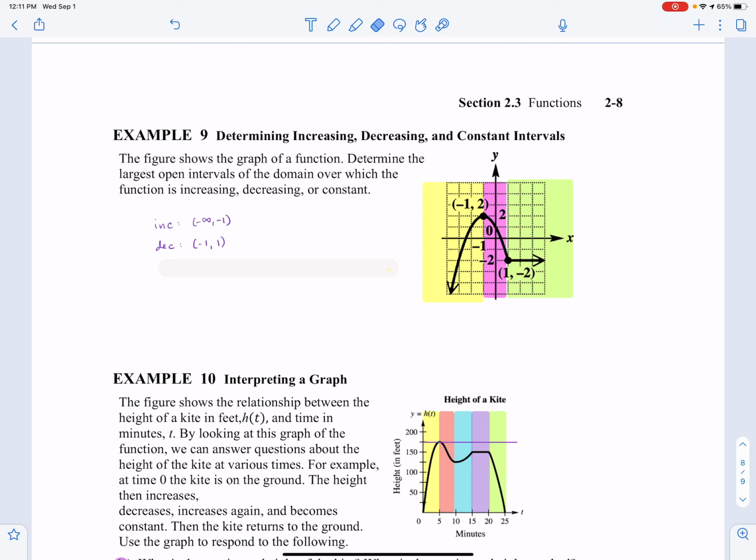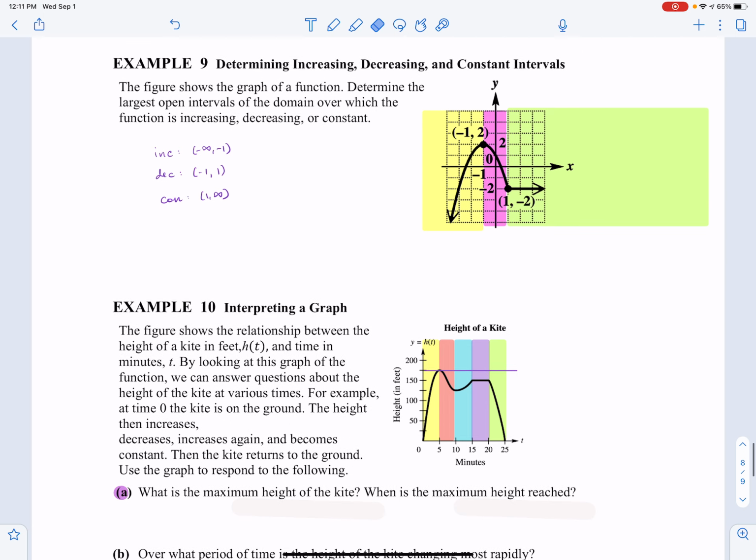Last but not least, let's look at the green box. The green box begins at the x value of 1. But also notice there's an arrow. My green box could extend forever and ever and ever to the right. So my green box is going to all be constant values. My constant values begin at the x value of 1 and go forever and ever to positive infinity.